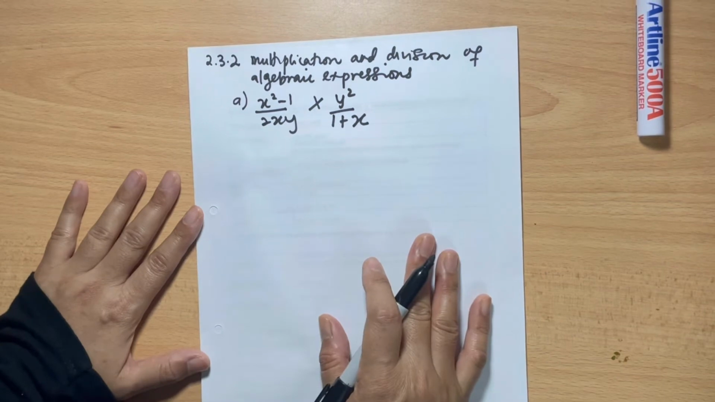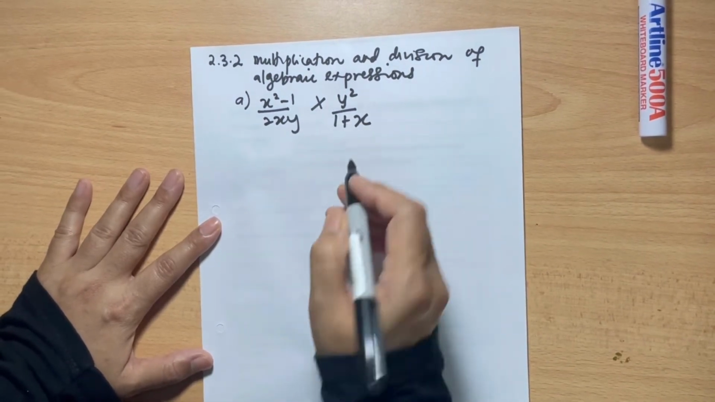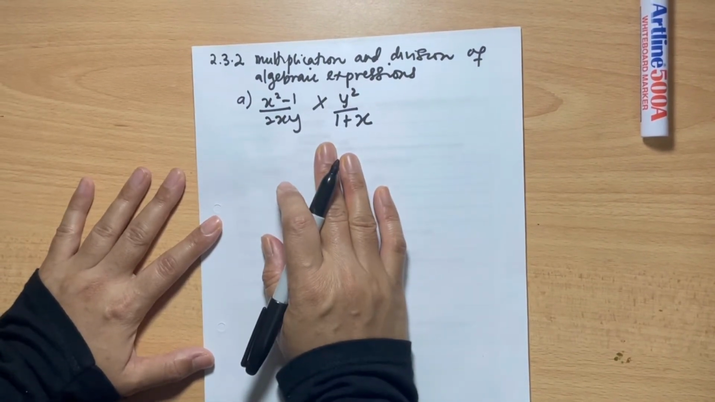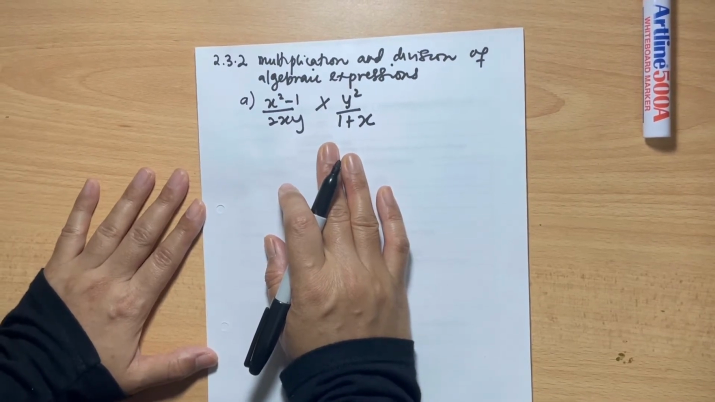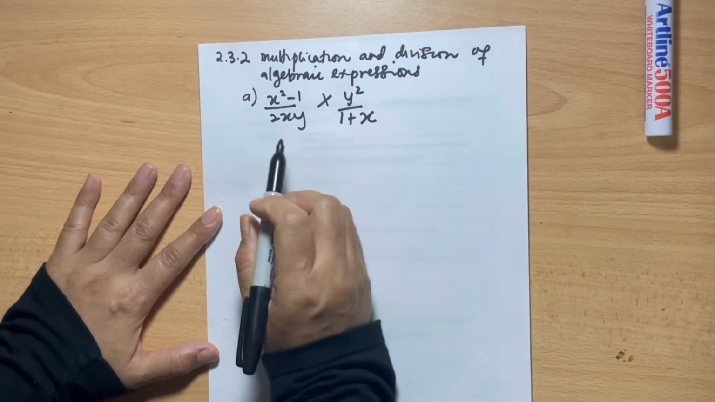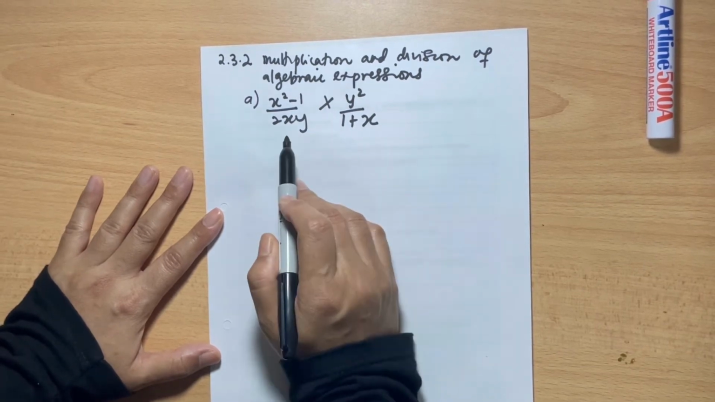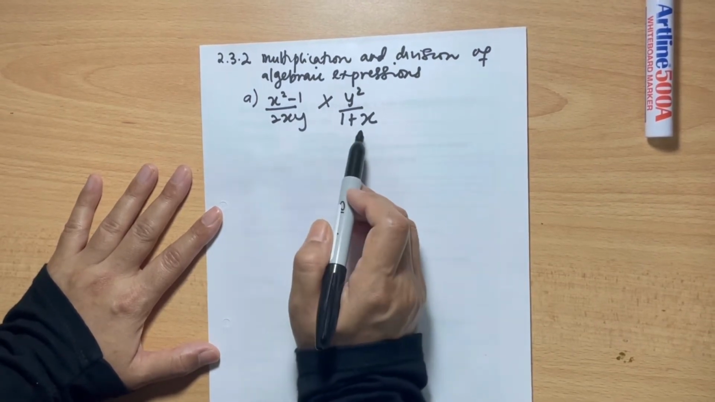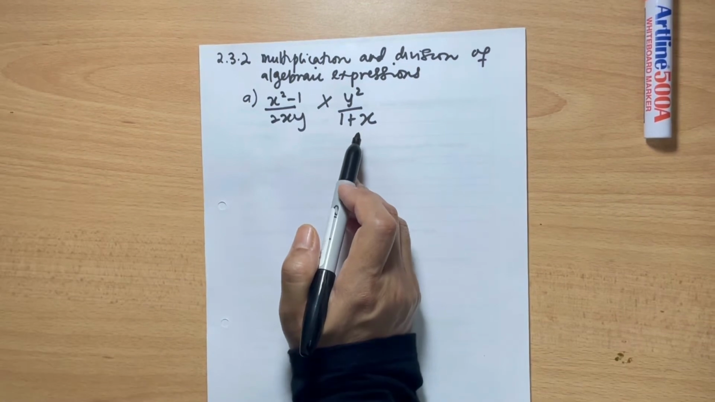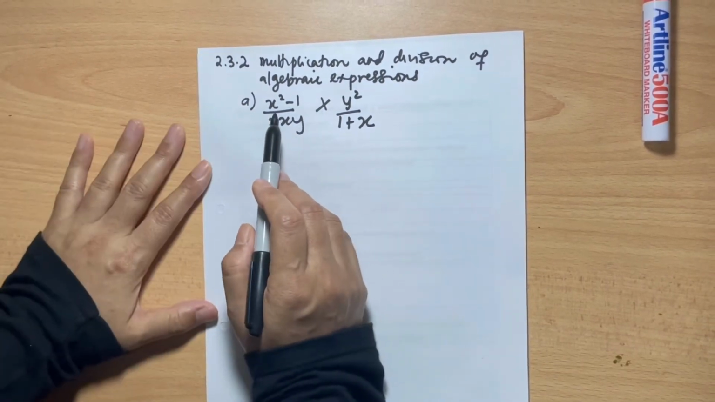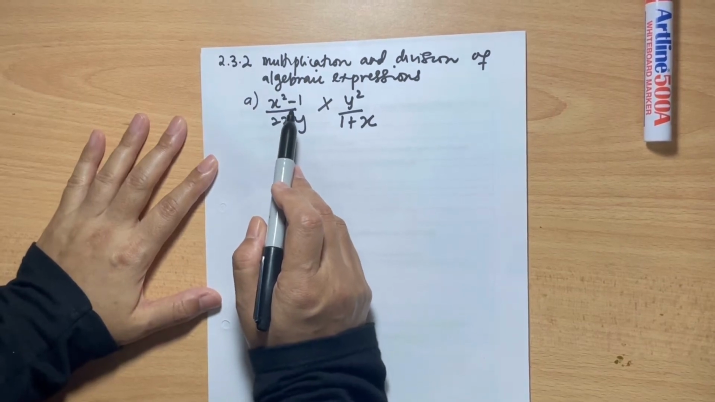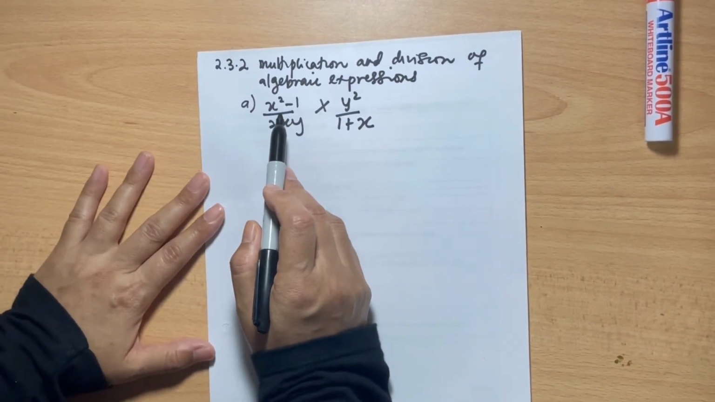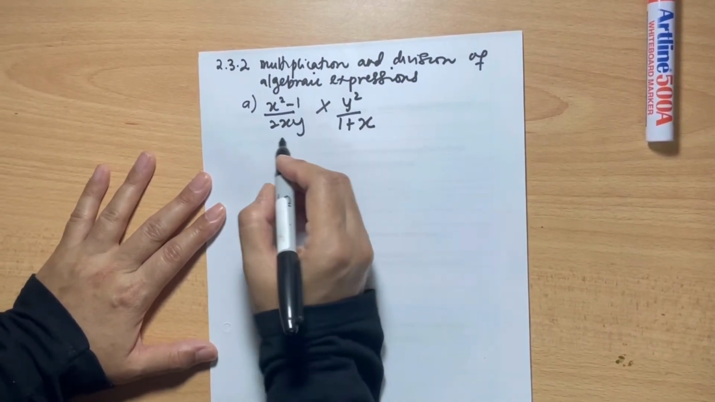Okay, so now we have times. If we have times, it means that we are going to multiply the question directly. No need for us to change the denominator. Okay, no need to change the denominator. Alright, so now what you can do is, for the terms, for the algebraic expression, we are going to factorize the terms that we have here. We are going to factorize.